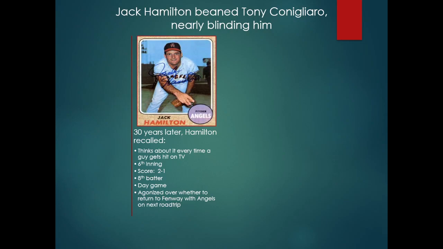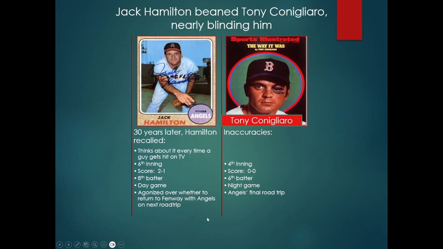He said that it occurred during the sixth inning when the score was 2-1, that Canigliaro was the eighth batter. It was a day game, and that after that incident, he agonized over whether to return to Fenway with the Angels on the next road trip that season. So, this is his recollection of a very dramatic experience in his life. Here's Tony Canigliaro after he got beaned.